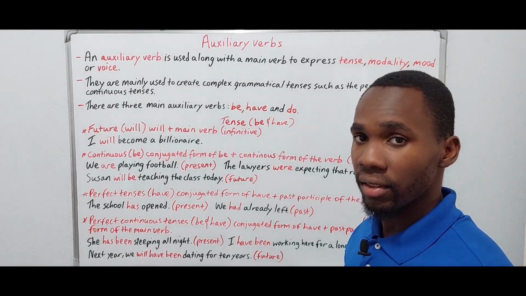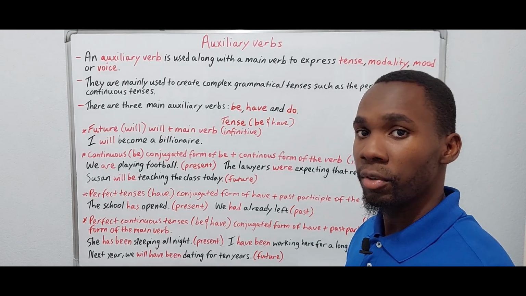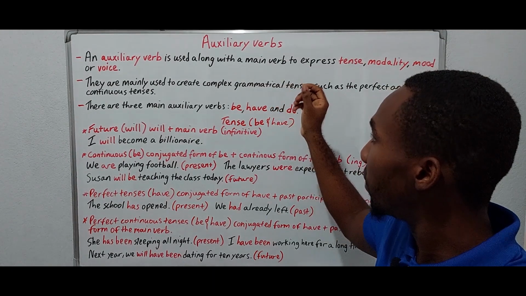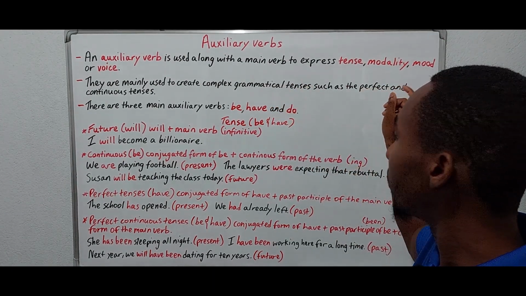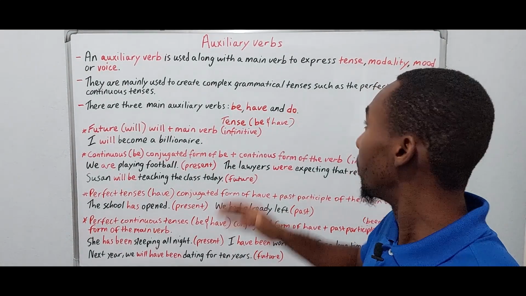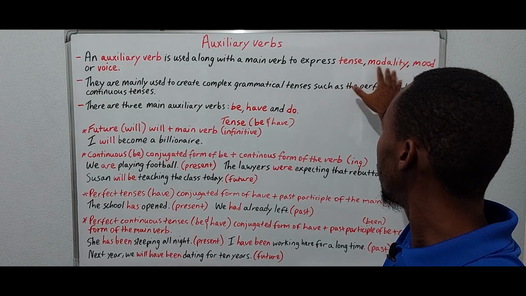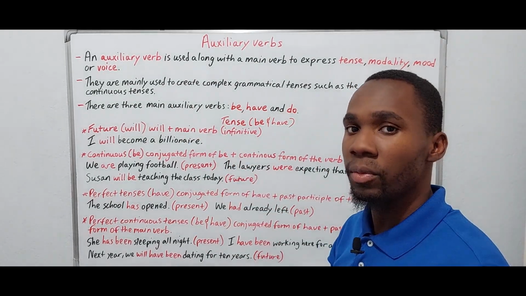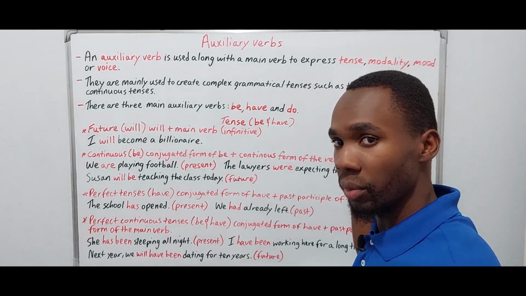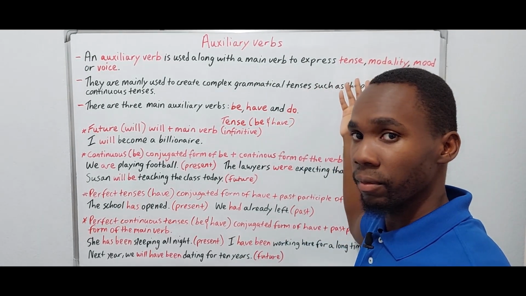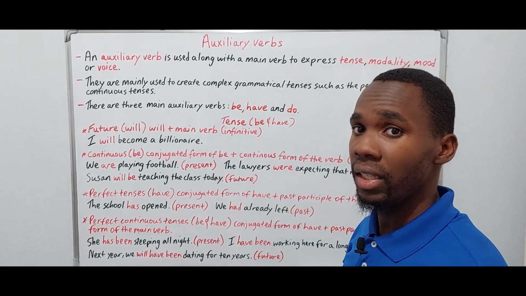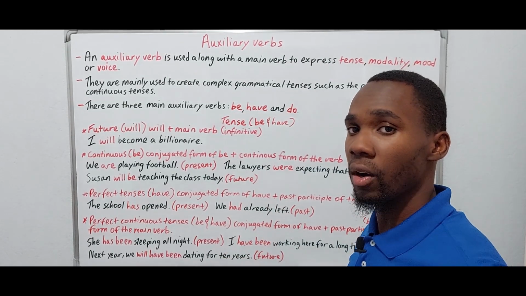Now, as the name suggests, an auxiliary verb provides support. It is a verb that is used along with a main verb to express tense, modality, mood, or voice. So when I say support, this is what I mean. I'm referring to these elements. So auxiliary verbs are used along with a main verb to express the above. So that means that they cannot stand by themselves. They need another verb, which we call the main verb.